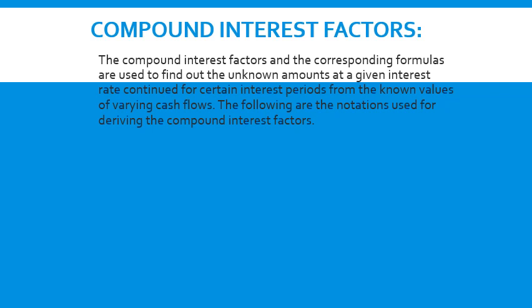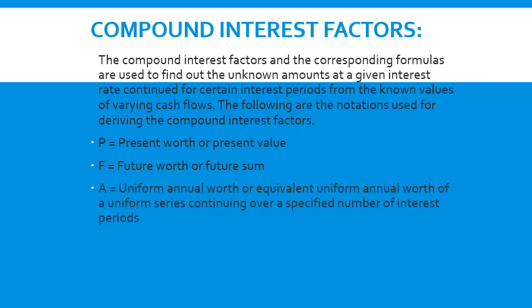These compound interest factors are the relationship between 3 different notations: P present worth, F future worth, and A annual worth. These interest factors will give the relationship between these 3 notations. Let us understand what they are. First, P is present worth or the present value. F is the future worth or the future sum. A is the uniform annual worth or equivalent uniform annual worth of a uniform series of payments spread over a period of time.